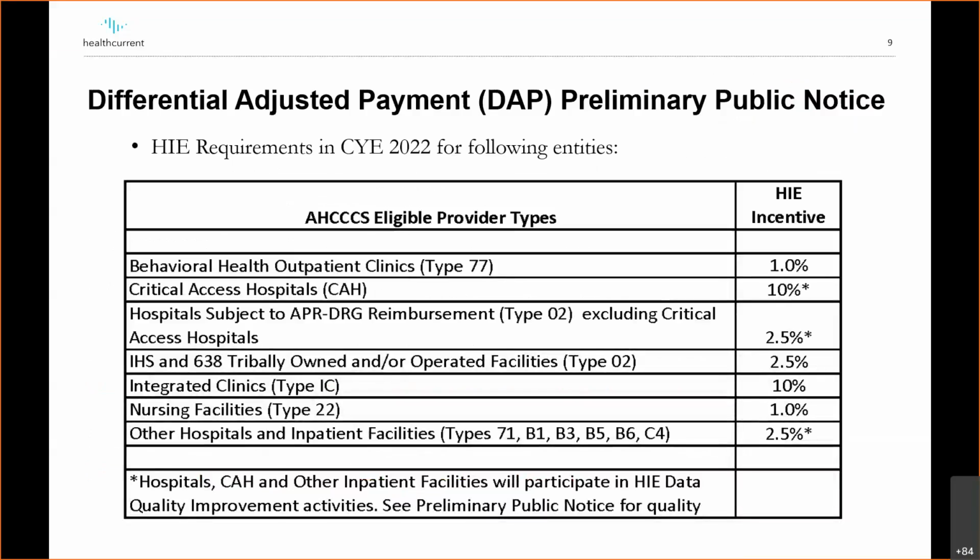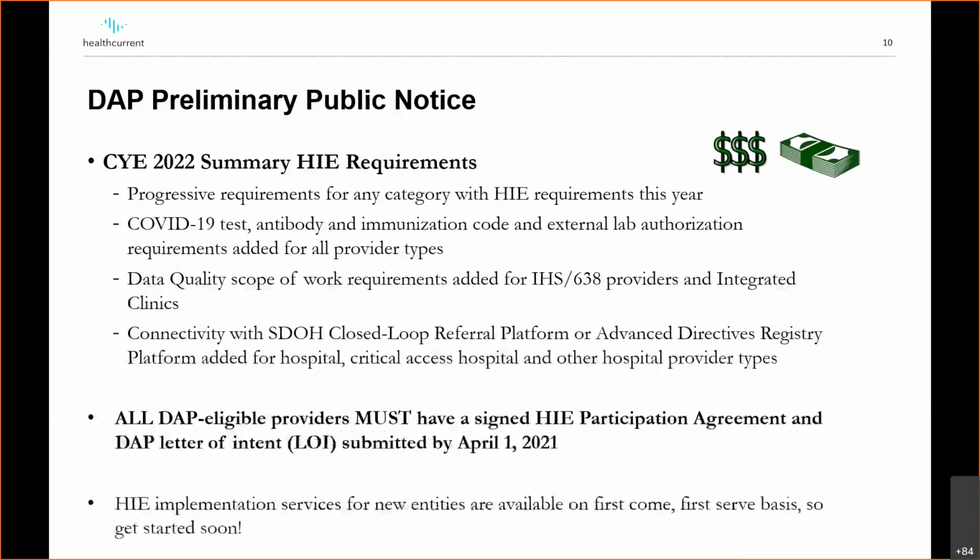So this is a look at the table that we created in regards to all the eligible provider types for CYE 2022, as well as the HIE incentive that was proposed for the DAP program. For today's purposes, looking at the behavioral health outpatient clinics, it's a 1% increase. Integrated clinics is a 10%. And then our nursing facilities are a 1% increase. Go ahead and go to the next slide.